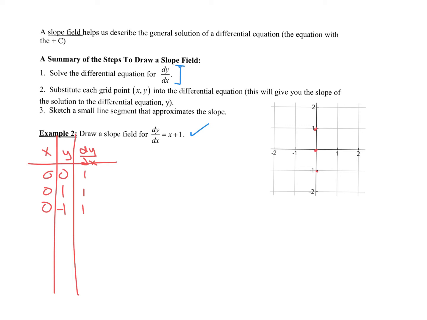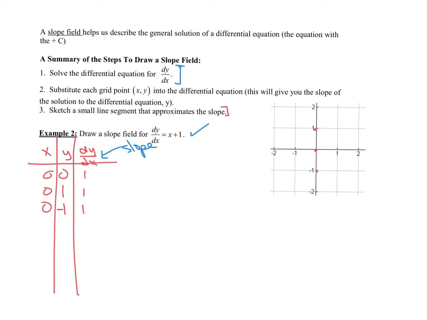I'm kind of going a little bit out of order. We're not going to do each one, but I'm going to do part 3 right now. What we're going to do is draw a small line segment that has a slope of whatever our dy dx is. So this dy dx, remember, is the slope of our tangent line. So we're gonna draw a little line that shows the slope of that. Each of these has a slope of 1.